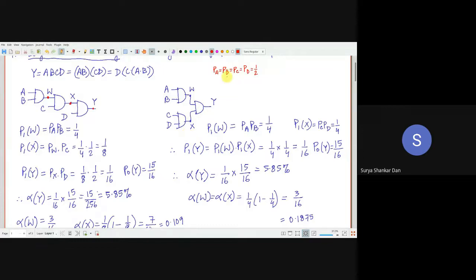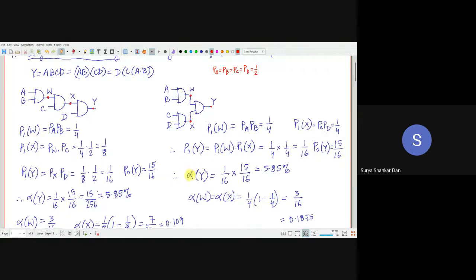Perfect. So again, what is the value of P1W? PA into PB, very simple, 1 by 4. What is P1X? Simply PC into PD, which is again 1 by 4. So what is P1Y? P1W into P1X, that is 1 by 4 into 1 by 4, that is 1 by 16. What is P0Y? 1 minus P1Y is 15 by 16.